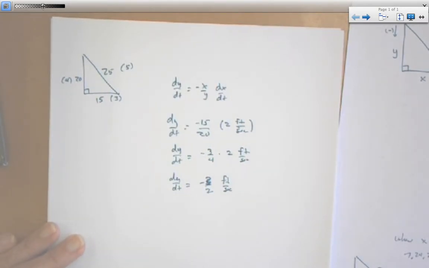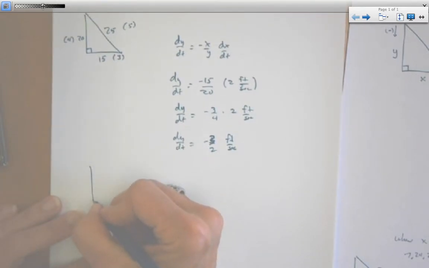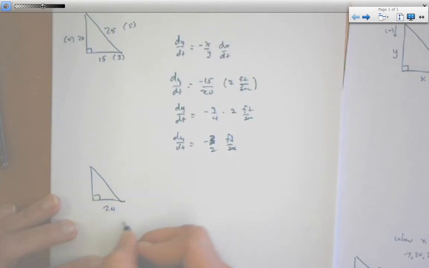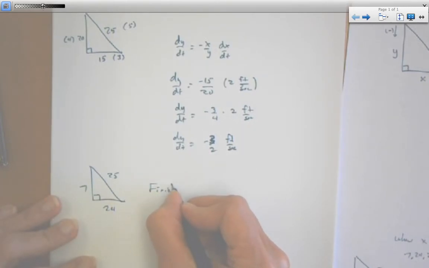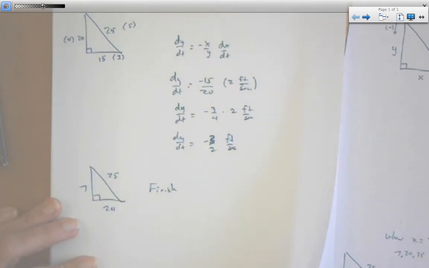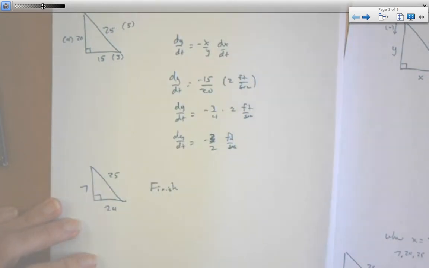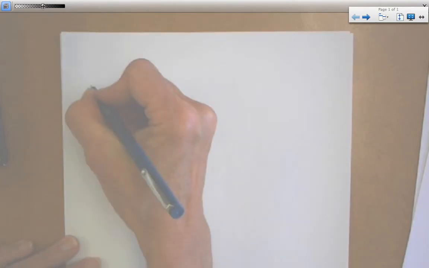Okay. Then my next one asks for when the ladder is 24 feet from the wall. If that's 24, then this has to be 7. I know you can finish this one without me helping you. All right, then that's part A. Let's go to part B.